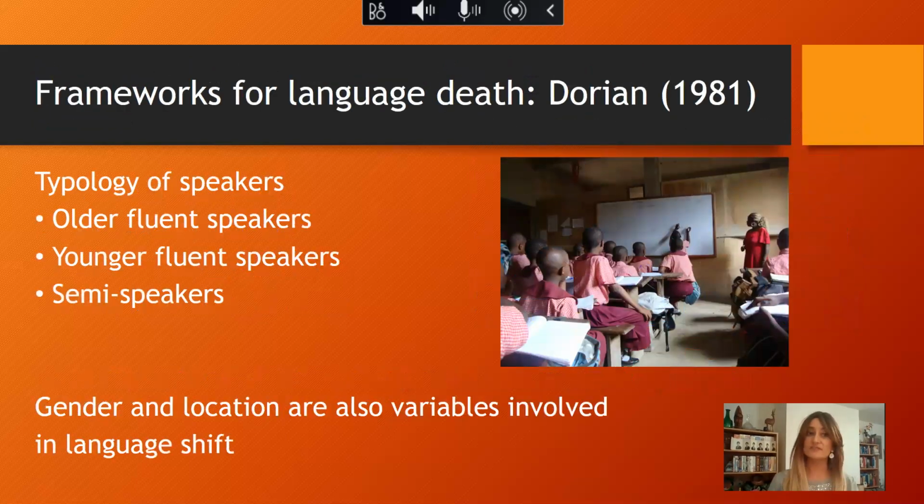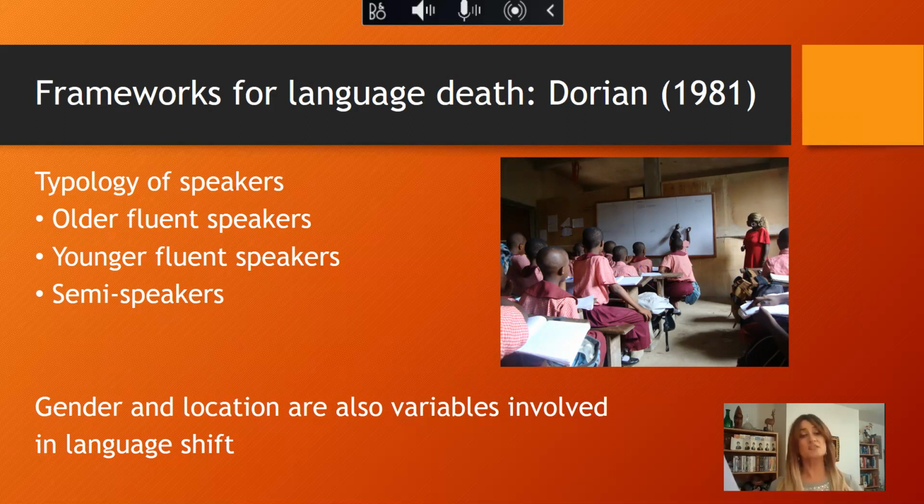Okay, we've also got Dorian's framework for language death. Now, Dorian has worked a lot on Gaelic, and she established a typology of speakers where you've got older fluent speakers who don't diverge from the norm very much. We've got younger fluent speakers. They diverge, they're less conservative, and crucially, their divergences go unnoticed. They don't really realize that they're not speaking the local language quite correctly. And you've got what we call semi-speakers. They're not very proficient, and they're much more at home in the dominant language. So they speak the other language a bit, but not to the extent that it dominates for them.